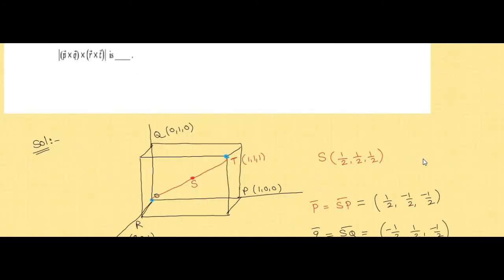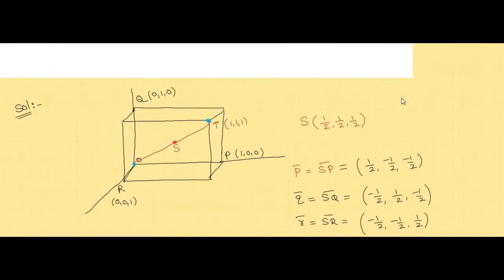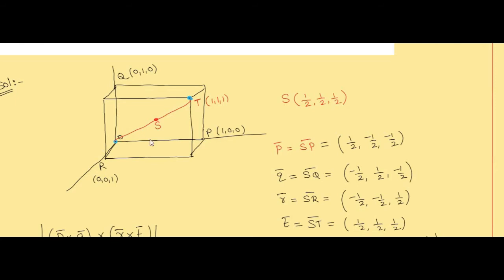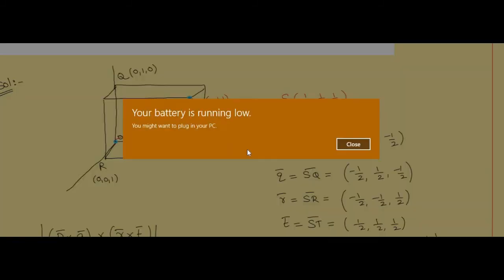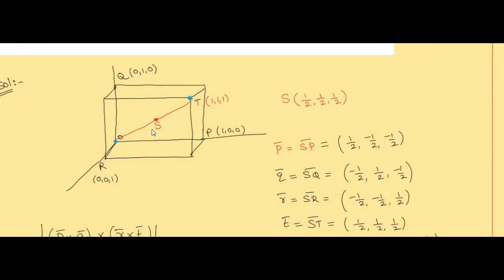With the diagram, if you understand what they have given, this is OP bar, OQ bar, OR bar. So these are the 3 vectors. In this case, S is the midpoint of OT. S is given as 1 by 2, 1 by 2, 1 by 2. So you can find SP bar, SQ, SR, ST very easily. Afterwards, just the cross product.